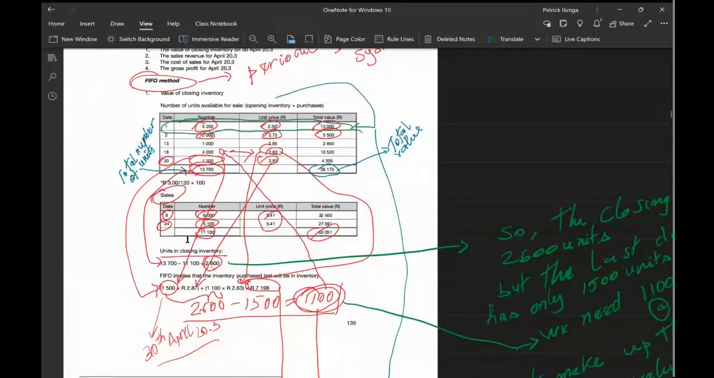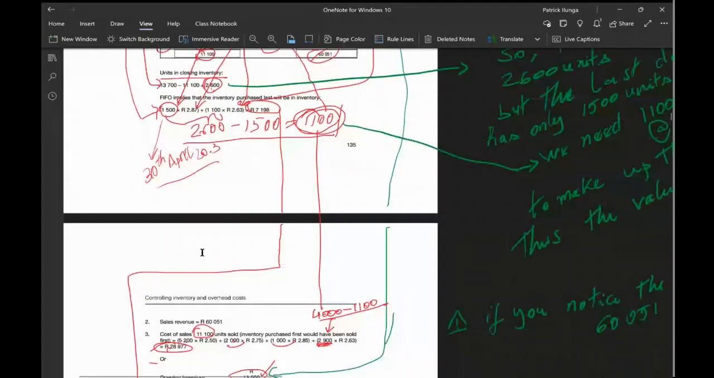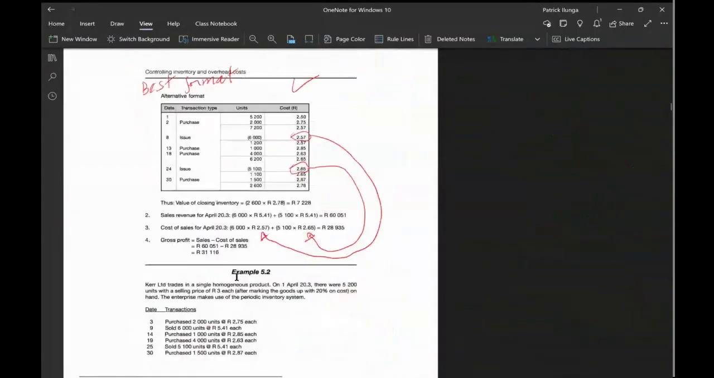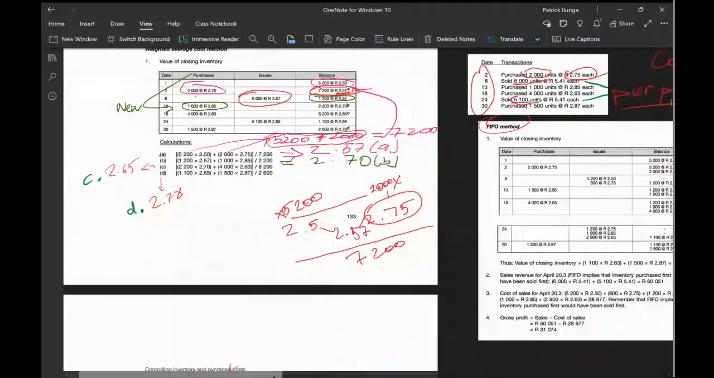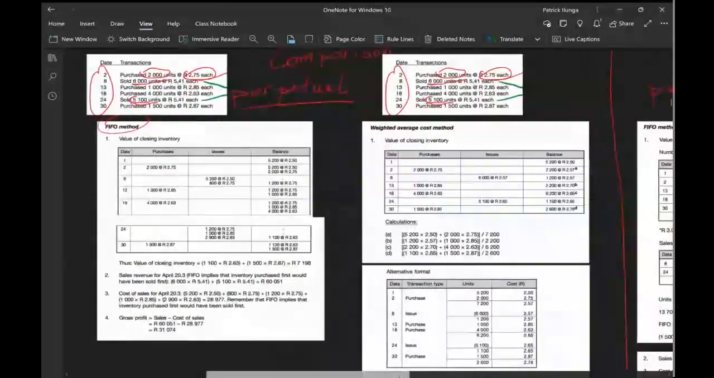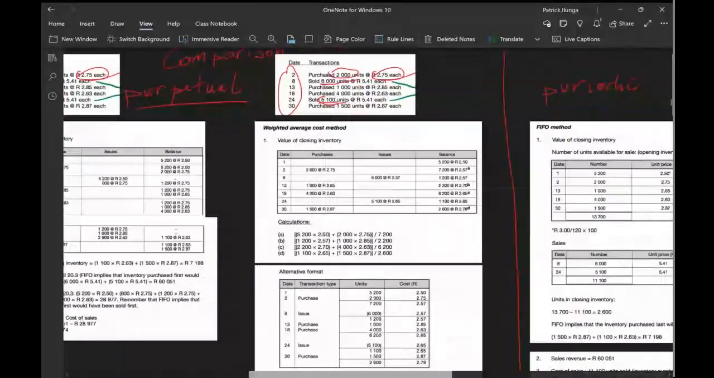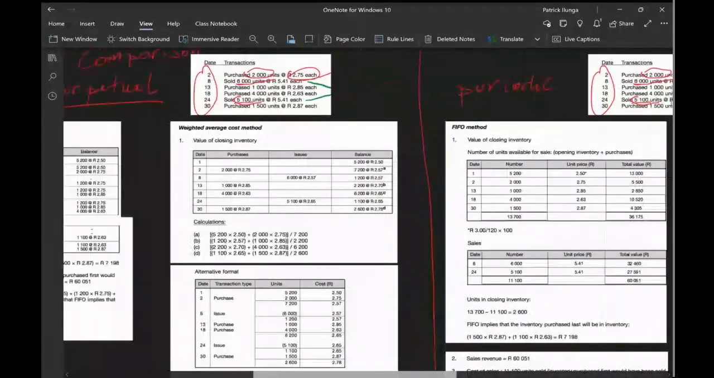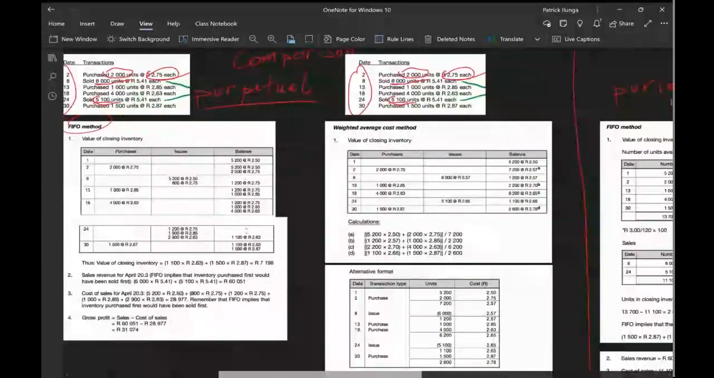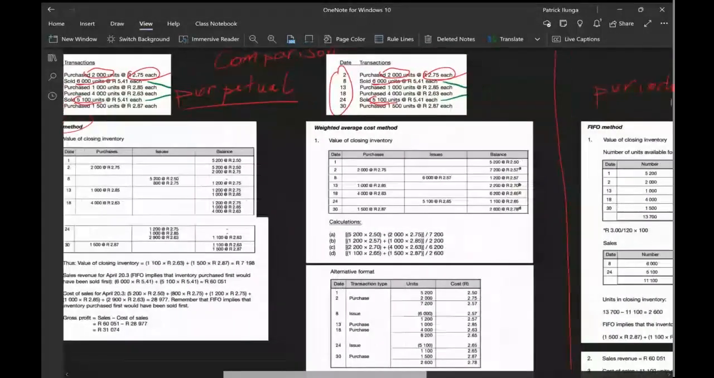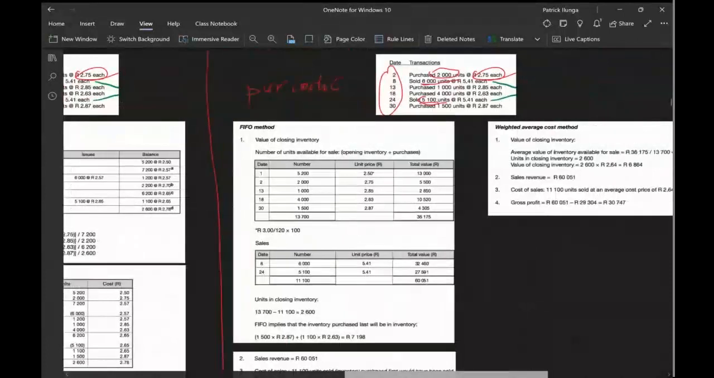Straightforward. So please go through the example. Whatever is here, I have put it here, so you don't need to go down and browse down. Everything that comes after is here. I've put it for you here. The inventory systems and the methods, the FIFO and the weighted average.